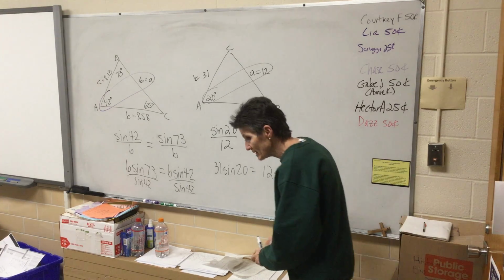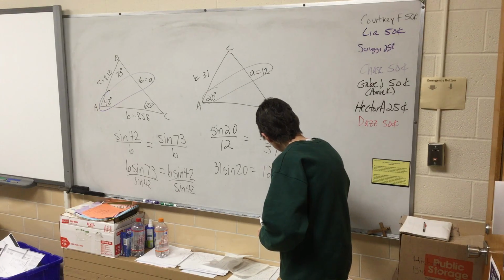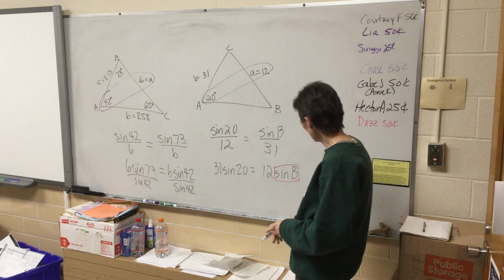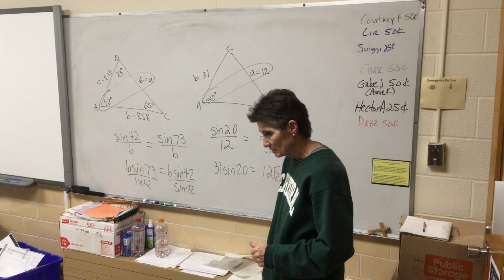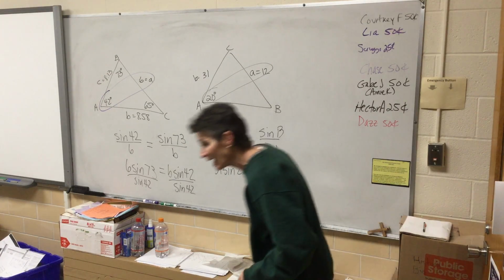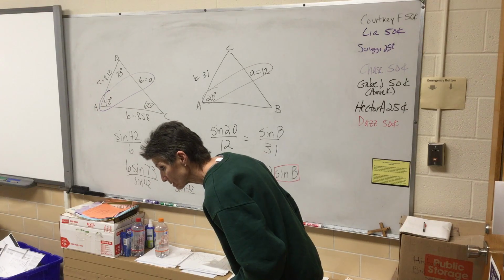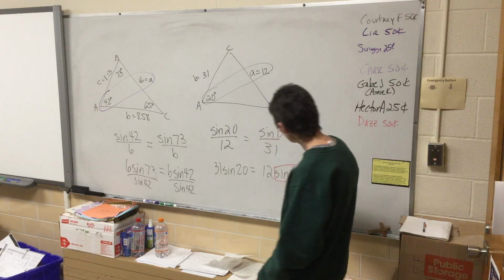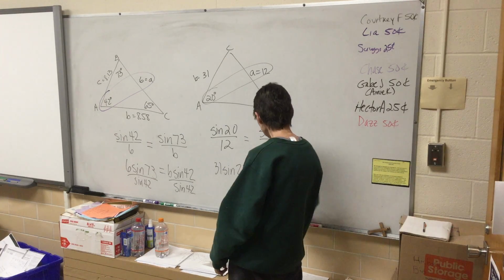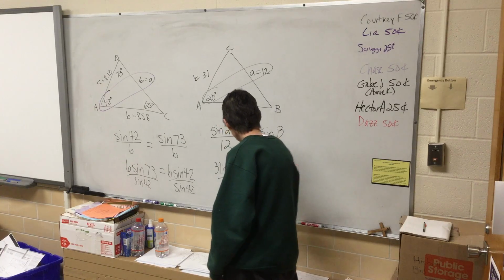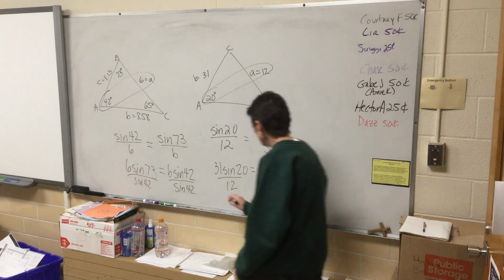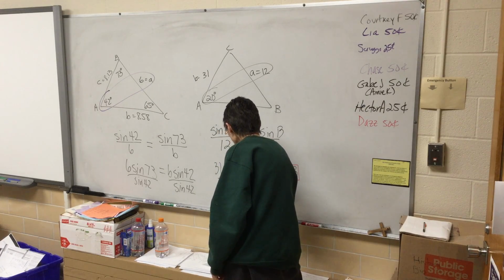Now, groupies, these are hooked together. You can't divide by sine. You have to leave this as a bundle. So what can I divide by? Cosine. Okay, I can't divide by anything in this box. This box is a bundle, so just 12. I'm going to divide by 12. And so now it says the sine of B equals 31 sine 20 over 12.